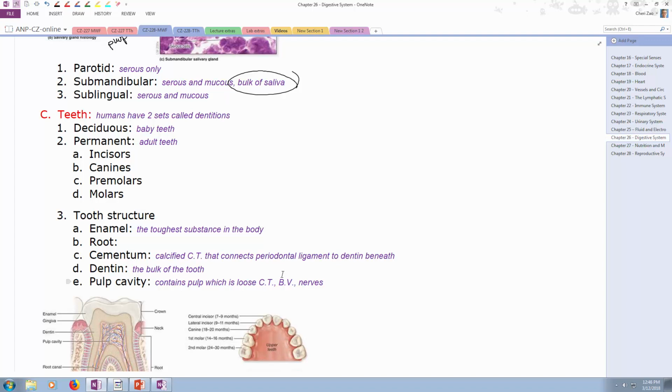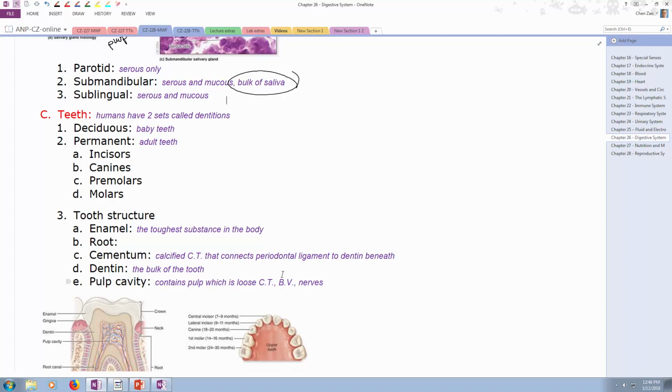Teeth. Humans have 2 sets of teeth, and we call them dentitions, and that's where Dentyne gum got its name. It actually used the technical term for your teeth as part of its naming process, so they were pretty smart about that. So dentitions, and when you get dentures, all of that terminology is referring to teeth, so you know that right off the bat.